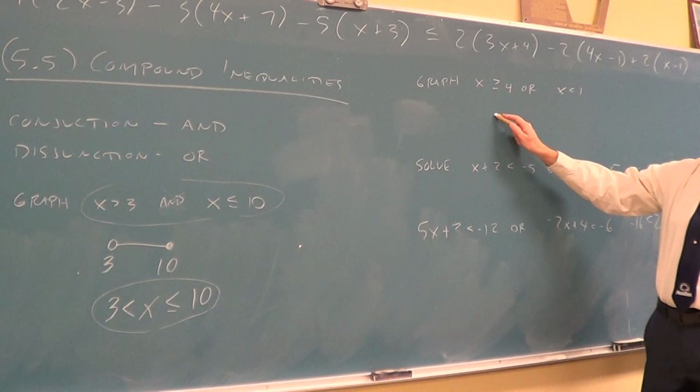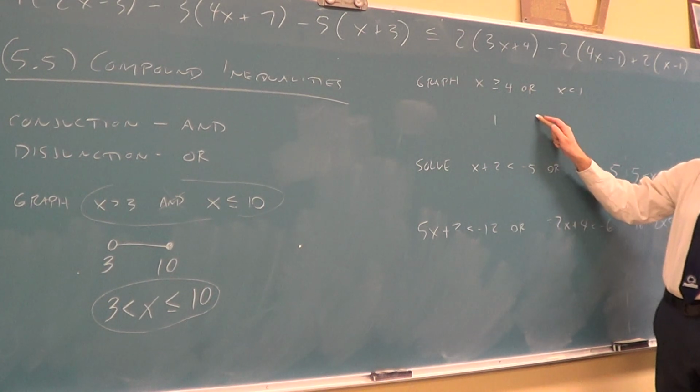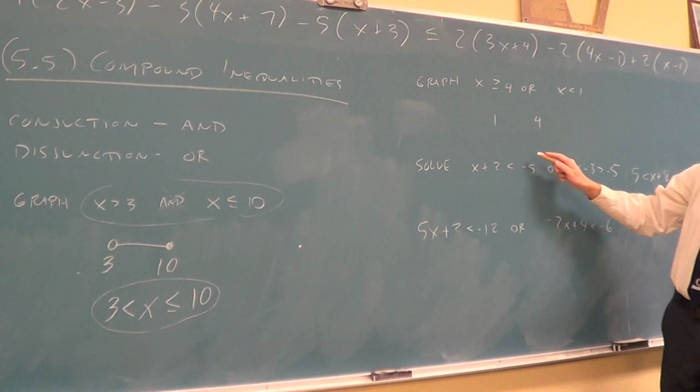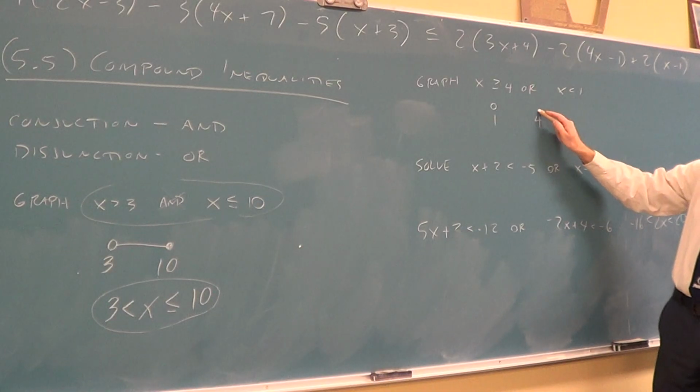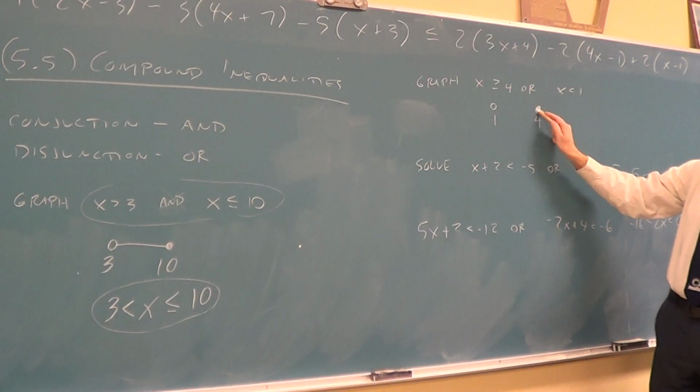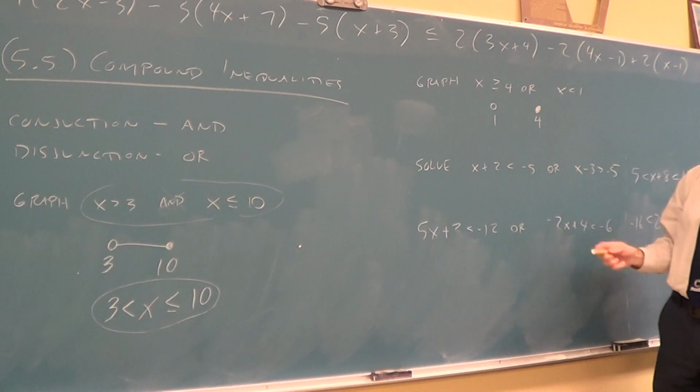We'll start with the numbers. What number would you throw on the left? 1, because it's smaller. On the right? 4, because it's bigger. 1's style? Open, because there's no equal to with the 1. Fill in the 4, because we want it, because of the equals.